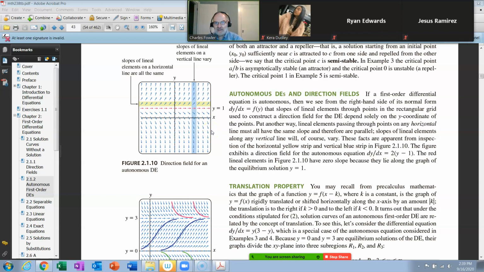Now, what they are saying here, which we've already sort of said, is that the slopes of the linear elements in a horizontal line are all the same, because there's no x dependence on the slopes. On the y, there is dependence on the y. Here it's 0, there it's slightly positive, more positive, almost going straight up. Slightly negative, more negative, going down, till it goes almost vertically downward. So that's an example.